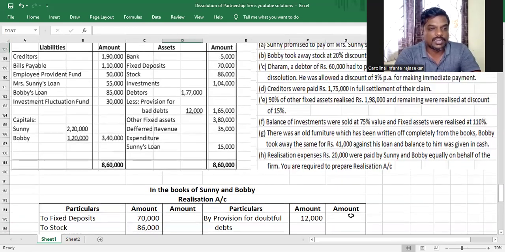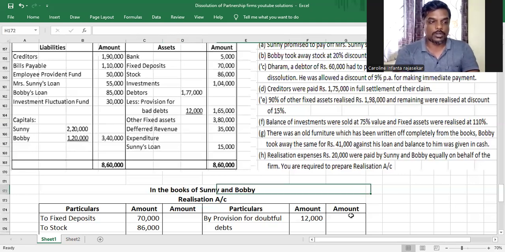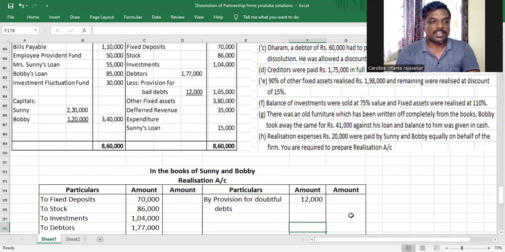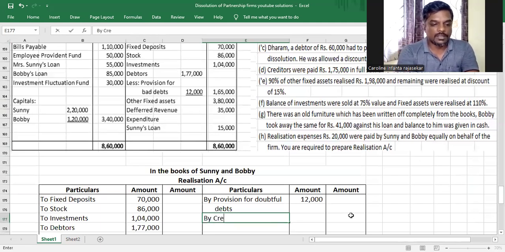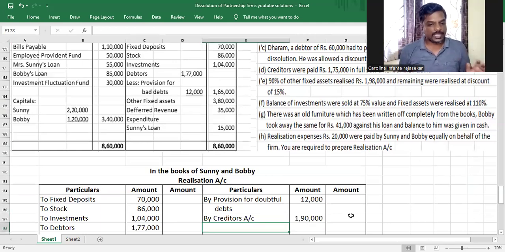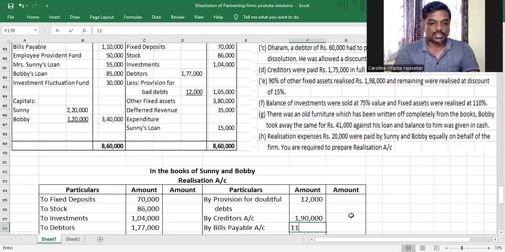So now that we have transferred everything, we just add them and write in the outer column, and we move on to the liability side of the balance sheet. All third-party liabilities will be transferred, and there are certain rules with respect to certain things. I will tell you as we do them. Understood or not? First, we have creditors for 1,90,000. It has to be transferred. So by creditors, as it is a third-party liability, creditors account 1,90,000. Then we have bills payable. Bills payable is another third-party liability, so that will be transferred for 1,10,000.